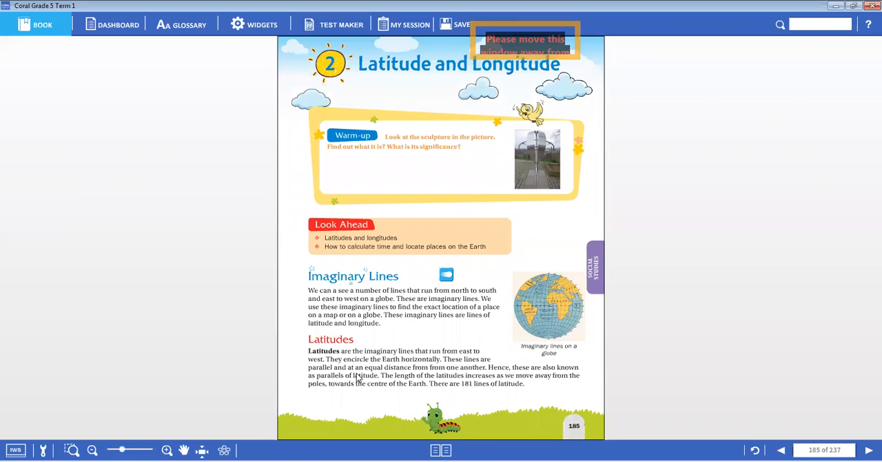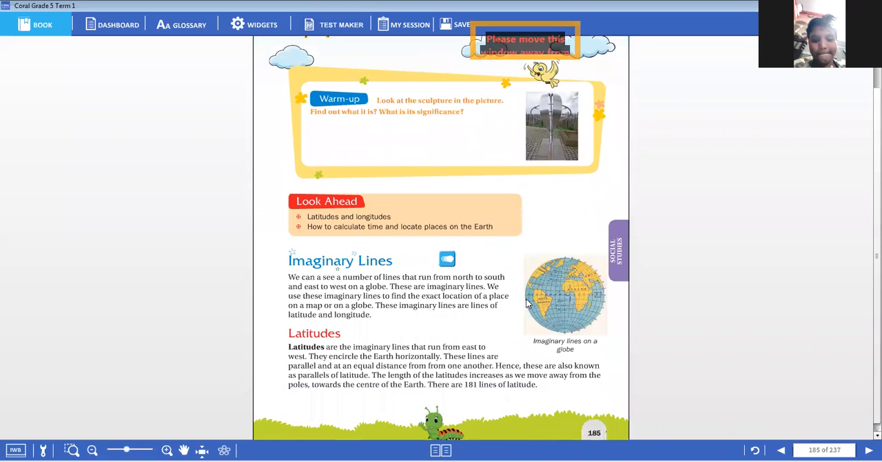Coming to the aspect of latitudes, children, let's have a look at the latitudes. Latitudes are the imaginary lines that run from east to west. These are horizontal lines, children. We are learning about horizontal lines first, then we'll go for vertical lines. Horizontal means east to west. Here you can observe the picture and I'm moving my cursor. What is east to west? These are called latitudes, children.